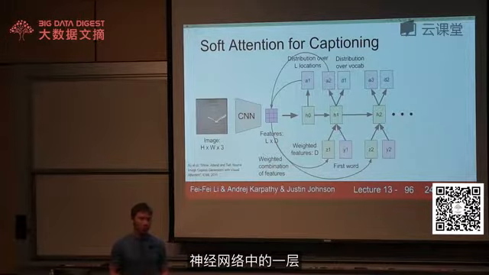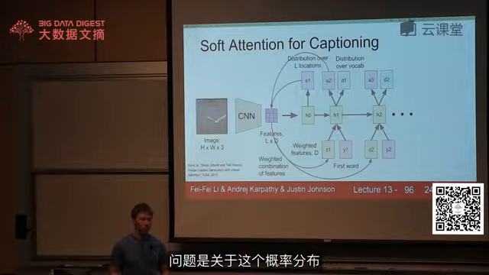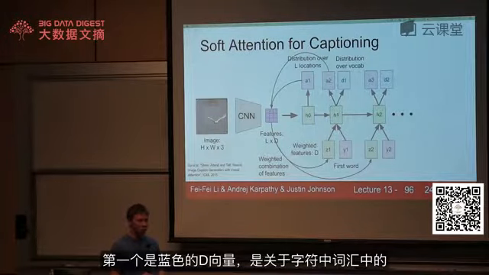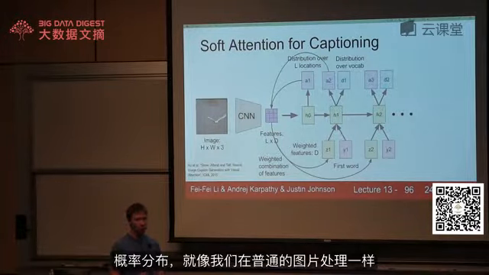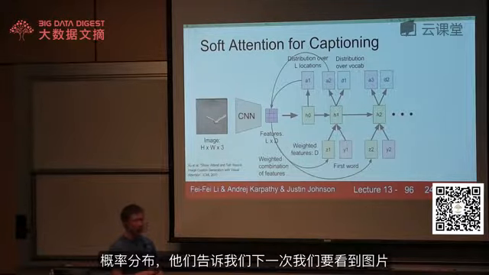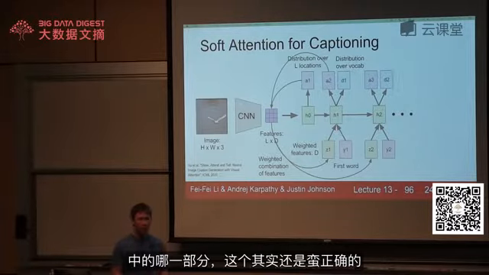Yeah, question? So the probability distribution is for the distribution of classes, or the distribution of words, or what? So the question is about these probability distributions. We're actually producing two different probability distributions at every time step. The first one are these D vectors in blue. Those are a probability distribution over words in your vocabulary, like we did in normal image captioning. And also at every time step, we'll produce a second probability distribution over these locations in the input image that are telling us where we want to look on the next time step. So you're just doing two outputs.